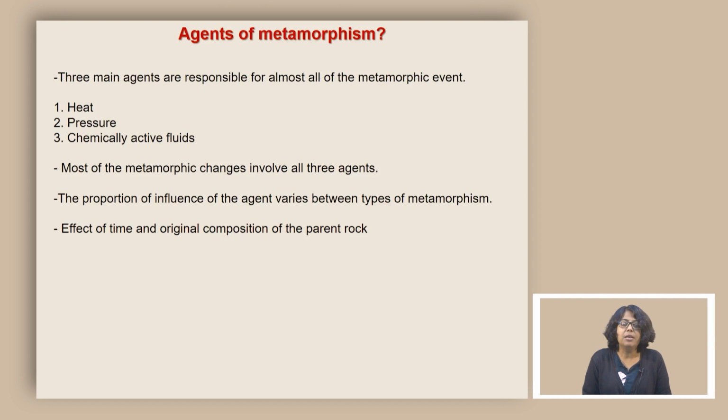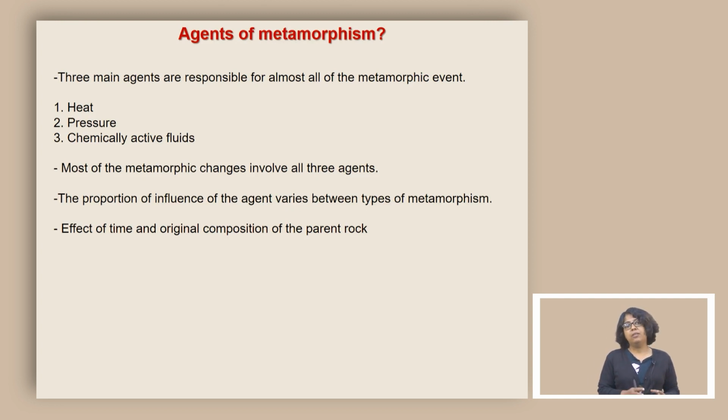In the majority of cases, metamorphic changes involve all three agents with differential contribution, and sometimes just by looking at the signature of the metamorphic texture or metamorphic composition, it is possible to identify which agent contributed the most. But one thing to keep in mind, that apart from these agents such as heat, pressure and chemically active fluid, two other things play a significant role in shaping the final output of a metamorphic process, and those two things are the time as well as the original composition of the parent rock.